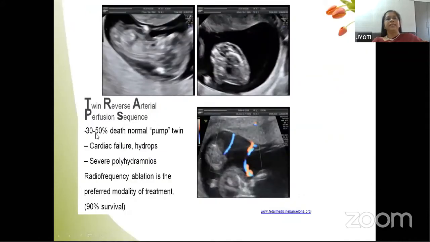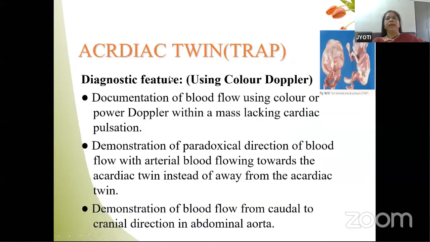And here there is a 30 to 50% chance that the normal pump twin may die because of cardiac failure, hydrops, polyhydramnios. So how can you bail out these? By radio frequency. By radio frequency, you have a 90% survival for them. And how do you find out that there's an acardiac twin? When you put in a Doppler, we'll find there is a mass, but there is no cardiac pulsation and there is color flow in that mass. And when you look at the direction of blood flow, you will find it flowing towards the acardiac twin instead of away from the acardiac twin.